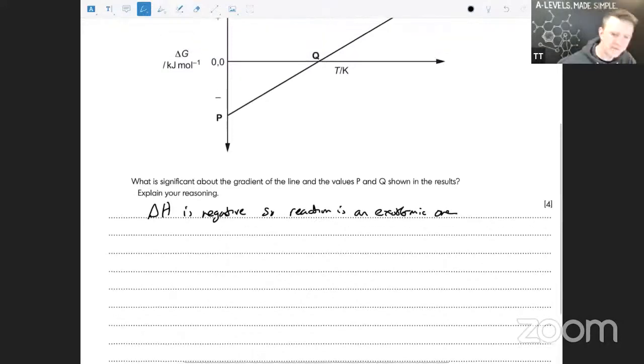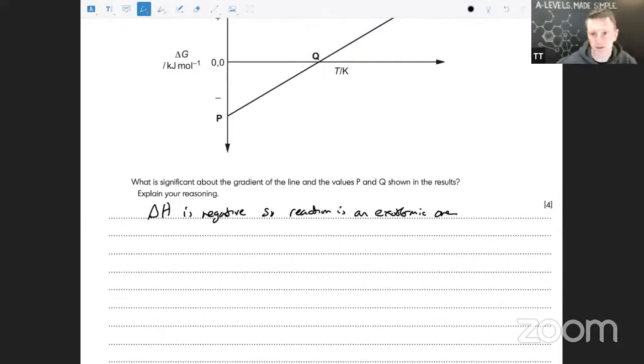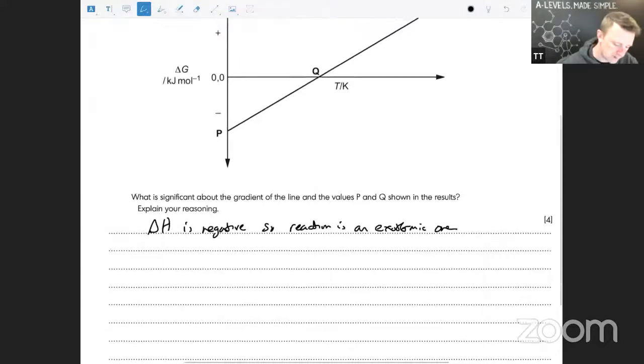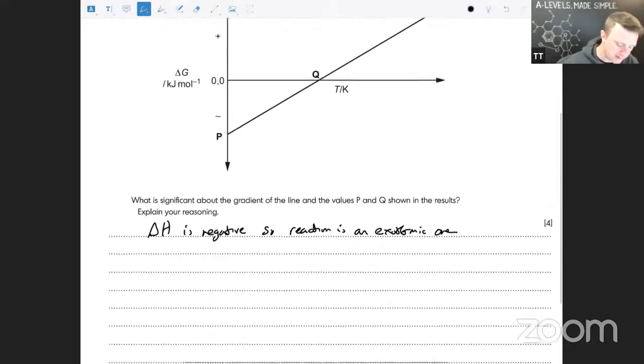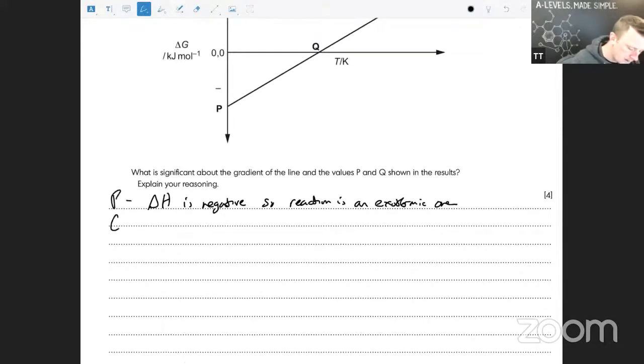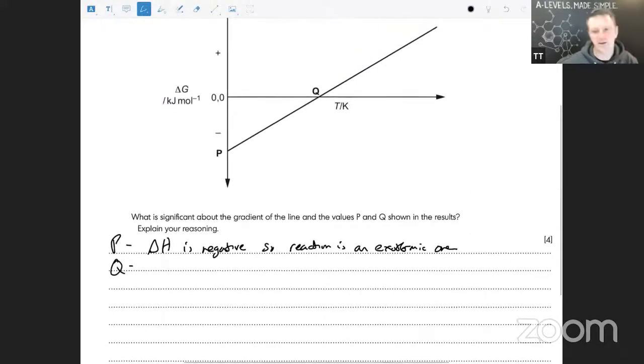Is it buffering again? It's not buffering my end. So, right. So what else was a question? P and Q. All right, let's do Q. So Q, what does that tell us? What is Q?